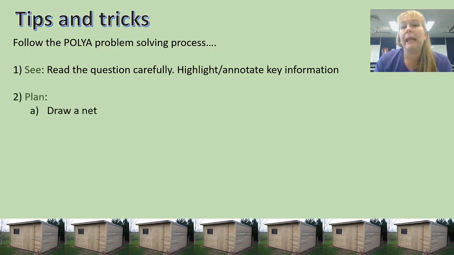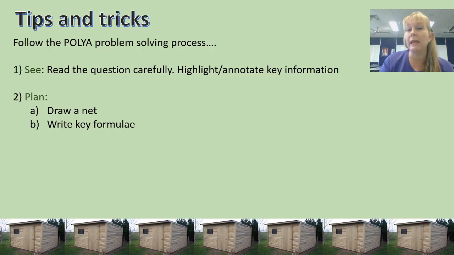The next step would be to plan. You could draw a net. That could help some people to actually unpack the information in the three-dimensional drawing. Write those key formulas down that you're going to need to use. So for example, in a right prism or a triangular prism, you're going to be using triangles and rectangles and squares. So you might write the formulas down for those in your planning stage.